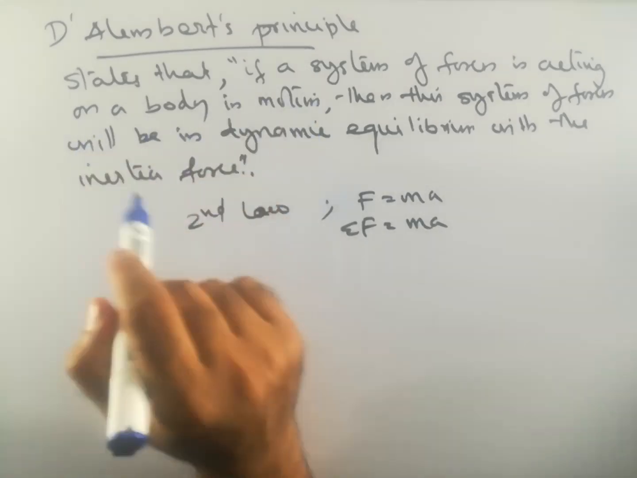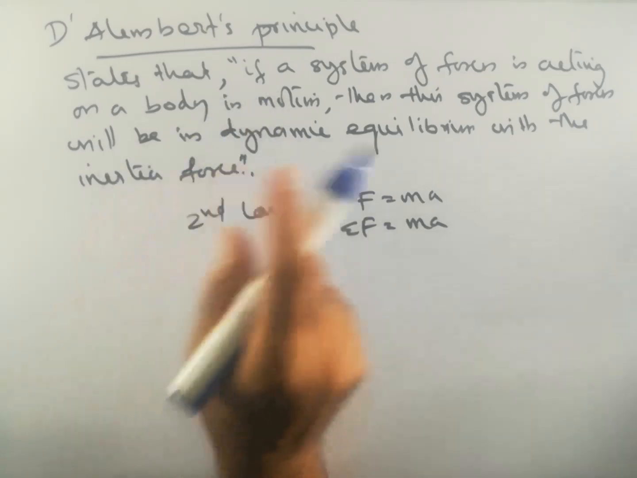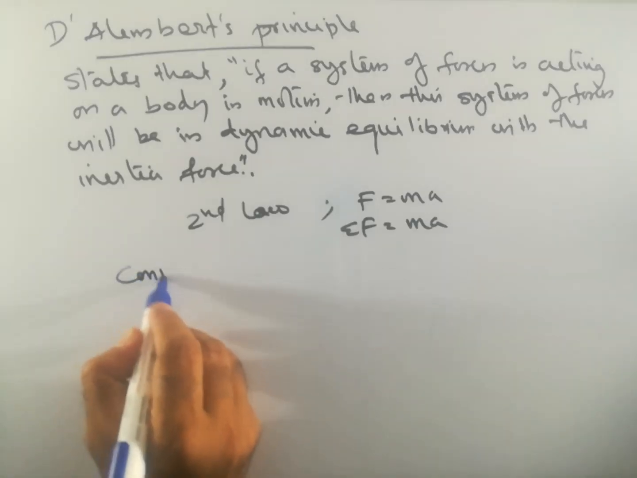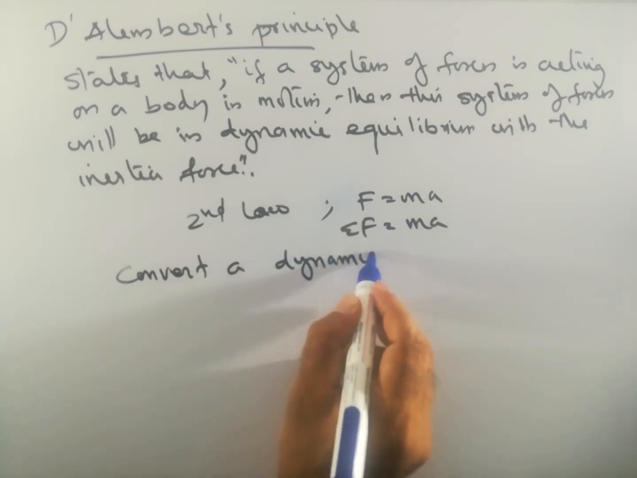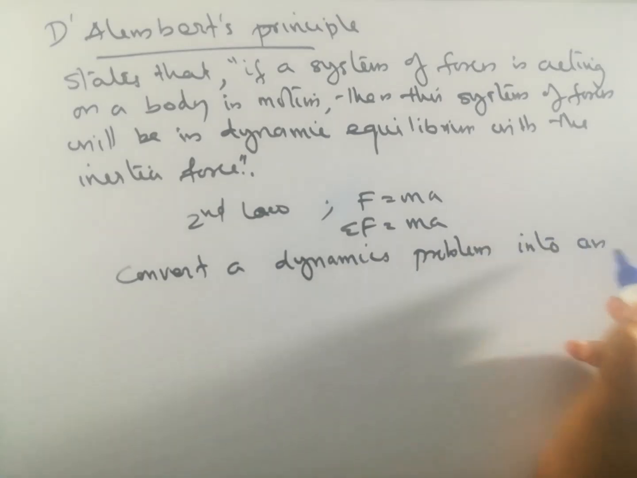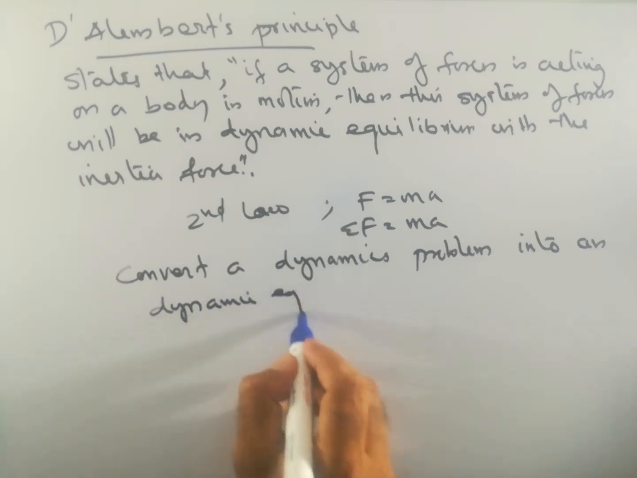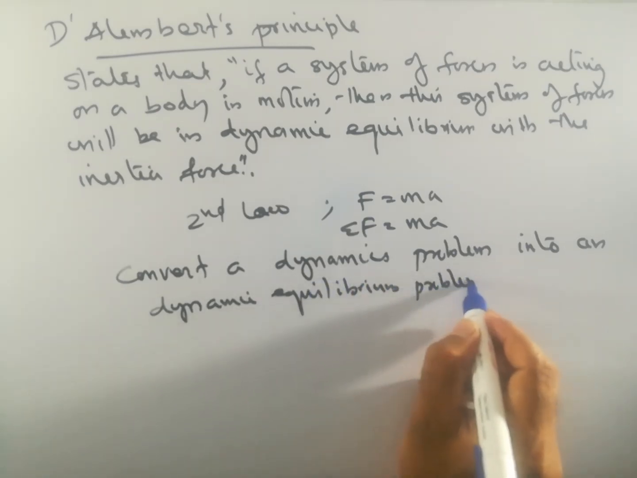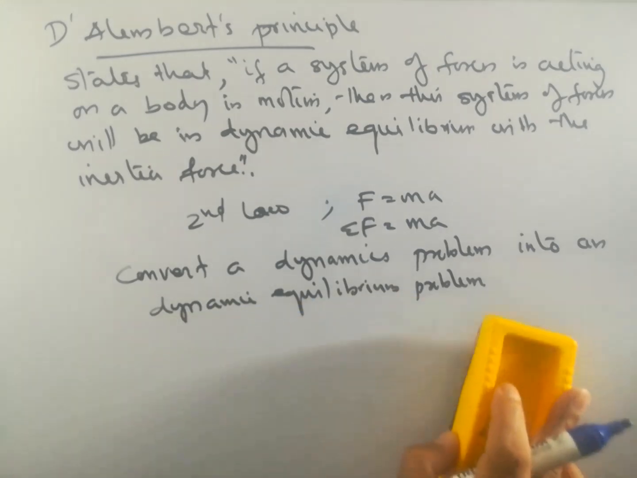Okay, so the system of forces acting on a body which is in motion will be in dynamic equilibrium with the inertia force. So using D'Alembert's principle, we can convert a dynamics problem into a dynamic equilibrium problem. Let us see how we can convert this into a dynamic equilibrium problem.